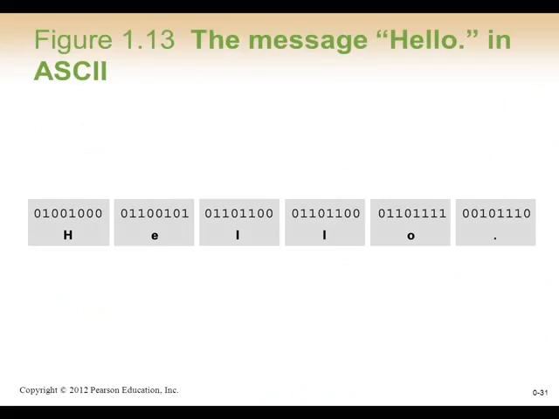So we have capital H. What is the decimal number for this? 72. And the lowercase e, and then we have the period over here. What is this one? 46.